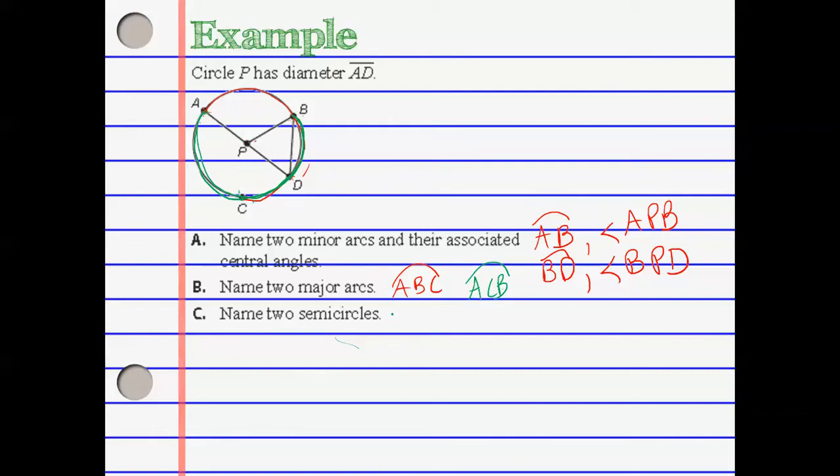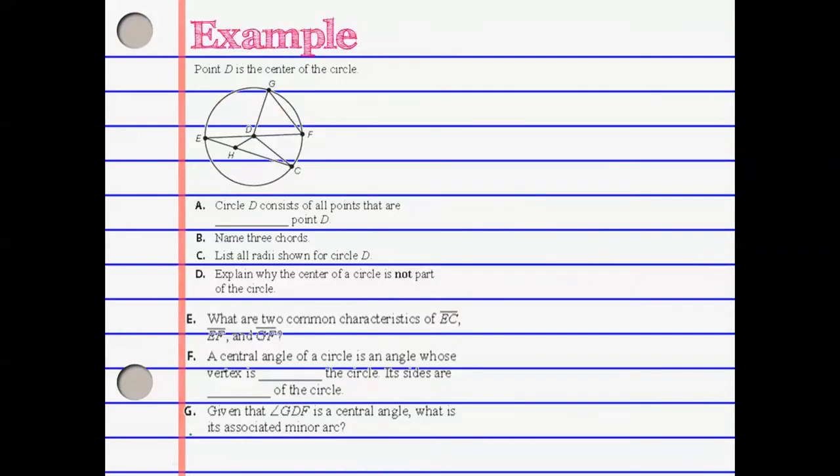All right. Okay, and then name two semicircles. The semicircles have to have A and D because they're the diameter. So here we have to have A and D on the edges, and then we have to put a point in between. So we'll say A, B, D. And then to go the other way, we can say A, C, D. Again, that's why it's important that we put the point in between, because the semicircle can go either way. If you just put AD, we don't know if we're talking about the top of the circle or the bottom of the circle.